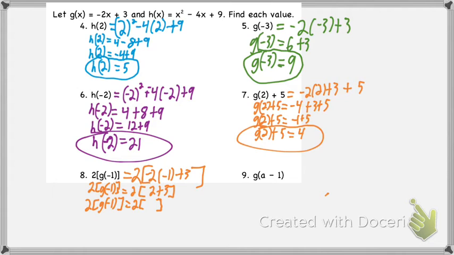Okay. What is 2 plus 3? 5. So g of negative 1 is 5. But now we need to do the multiplying by 2, because that's what it's asking us to do. Take g of negative 1 and multiply it by 2. So 2 times g of negative 1 equals 10.